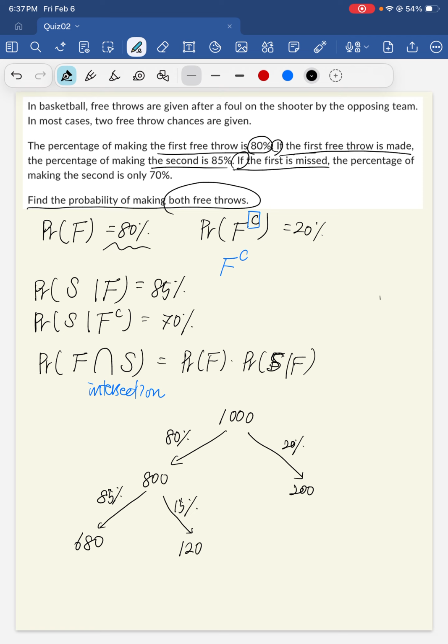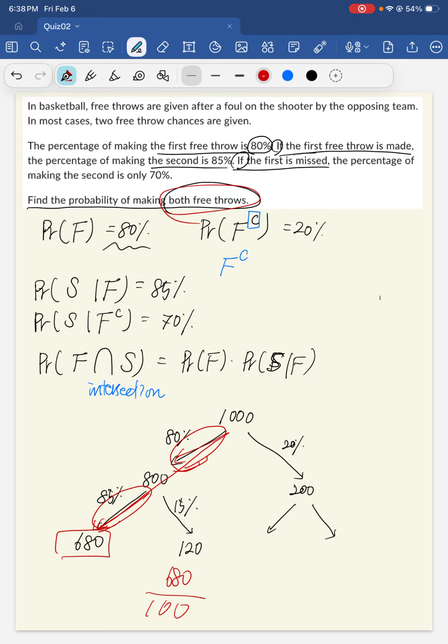And the other side actually is not necessary. We already calculated this case. We are interested in this case. You have to make both free throws. You have to make the first one, and then you have to make the second one. So it only goes to this branch. That means, in the end, 680 times out of 1,000, you are going to make both free throws.